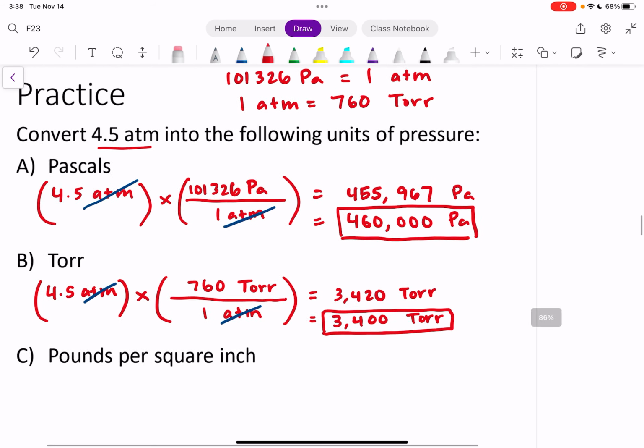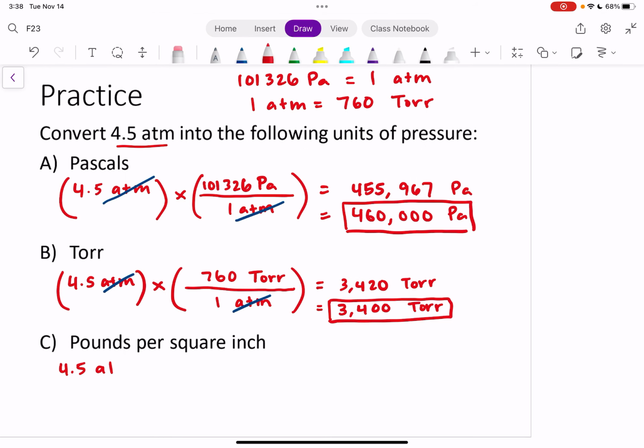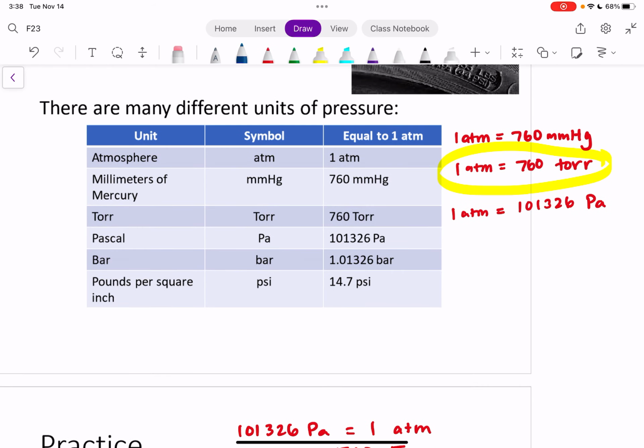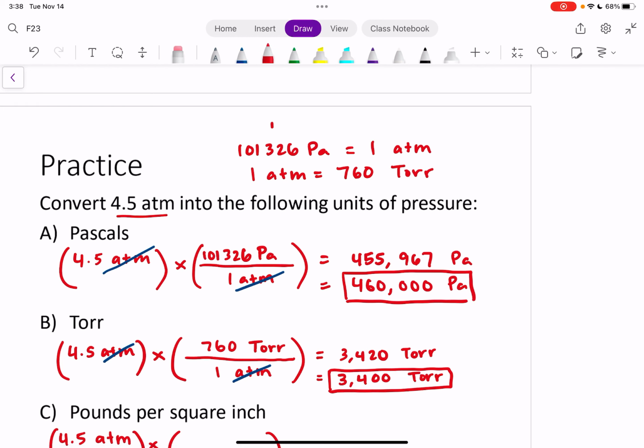All right, now pounds per square inch, same idea here, right? We're starting with 4.5 atmospheres. We want to get to pounds per square inch, so we're going to need a conversion factor that relates pounds per square inch to atmospheres. So let's go up here. This is not one of the ones I wrote down, so let's take a look. It looks like we have 14.7 psi, or pounds per square inch, is equal to 1 ATM. So 14.7 psi equals 1 ATM.